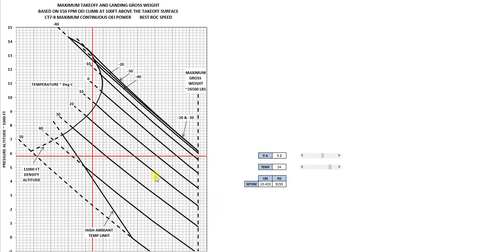What else have I got? The maximum takeoff and landing gross weight. We used to use this just to work out our maximum takeoff gross weight for the pressure altitude and current temperature. It was always a much lower pressure altitude. We used to take off from sea level. It might be something like this. 34 degrees, so your gross weight is reduced to 11.6 tonne essentially.